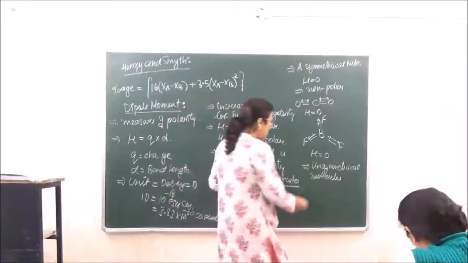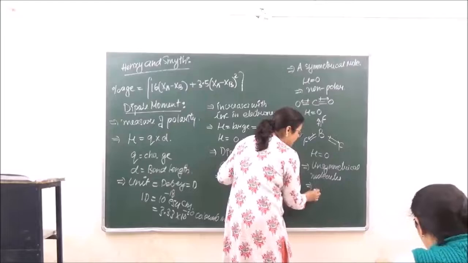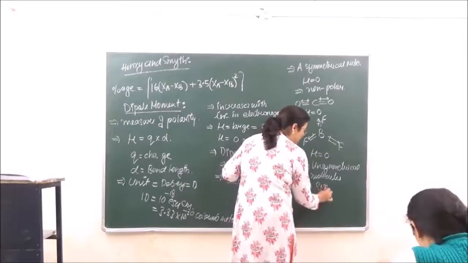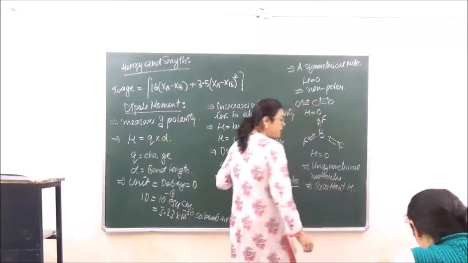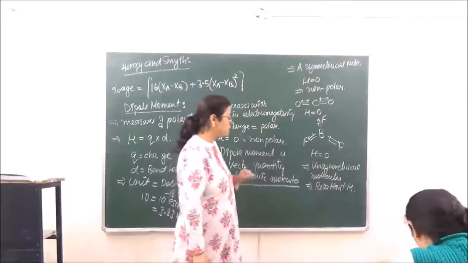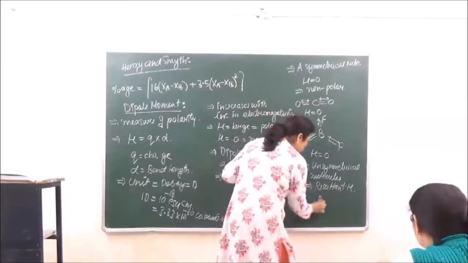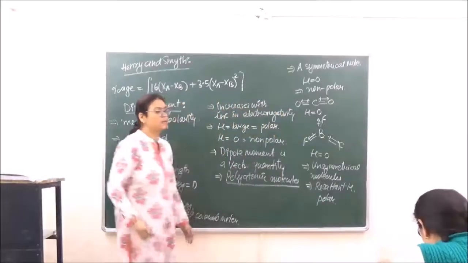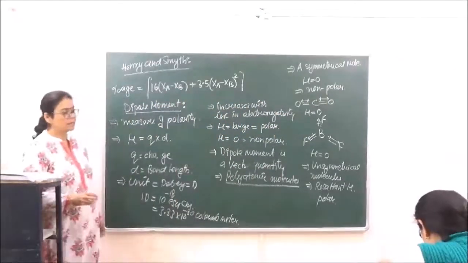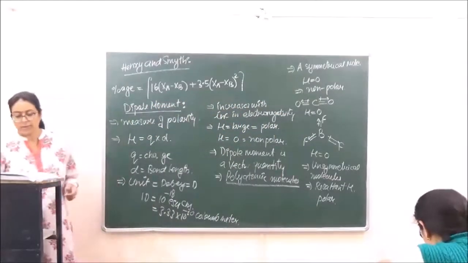molecules, they all have a resultant dipole moment. They have a set value of mu which is going to be greater than 0. Then such molecules are said to be polar in nature. Okay? Understood? Let's take a few examples over here also.